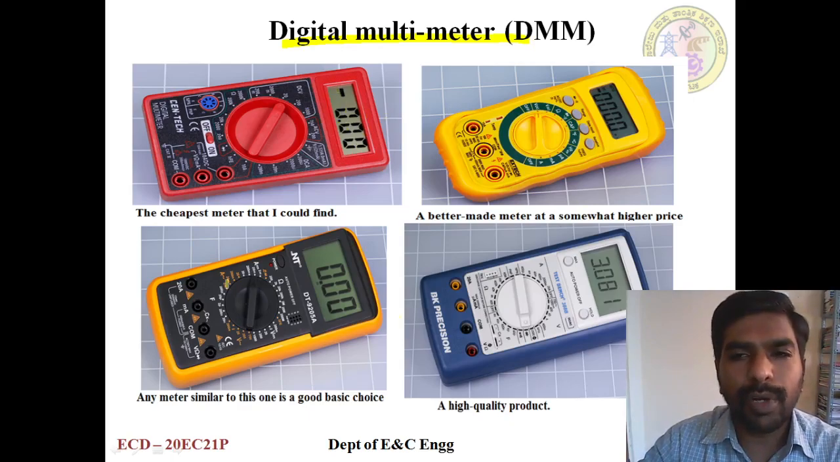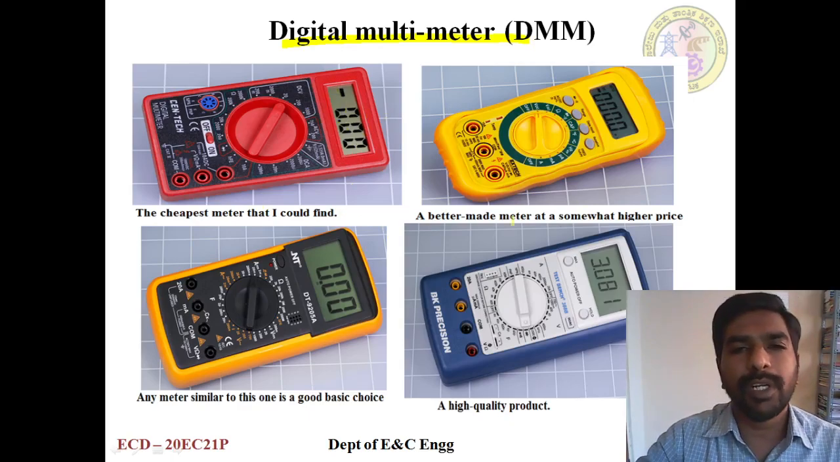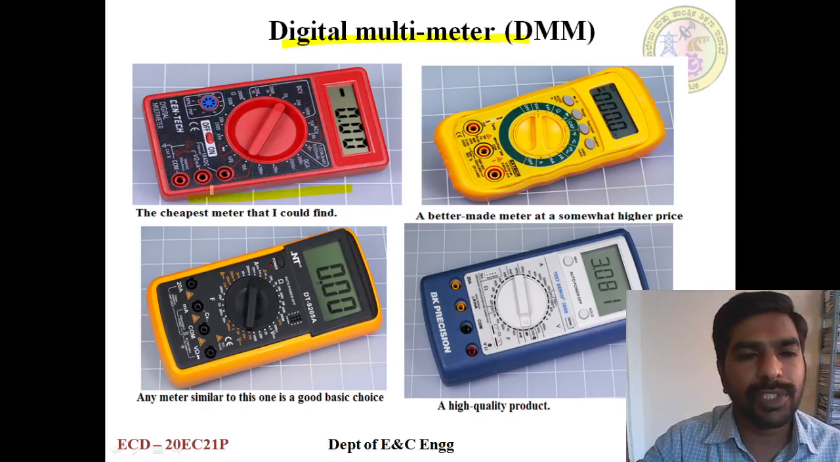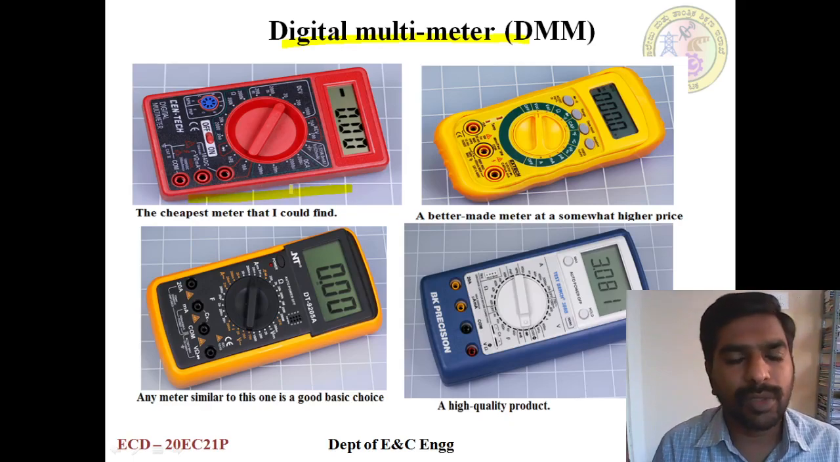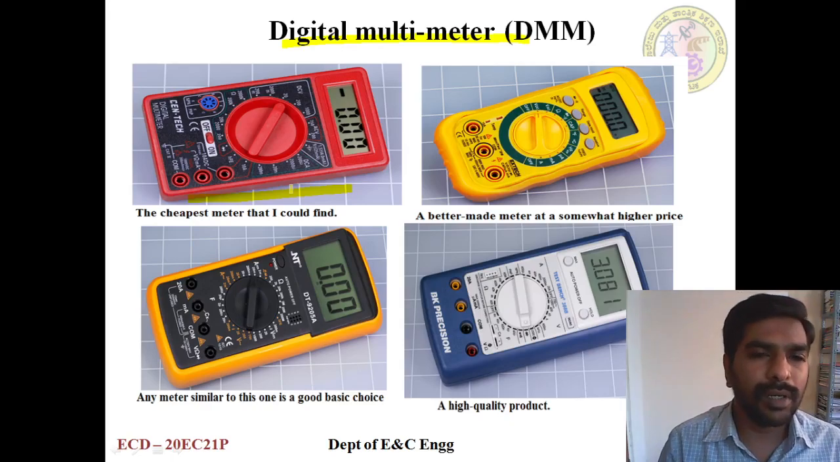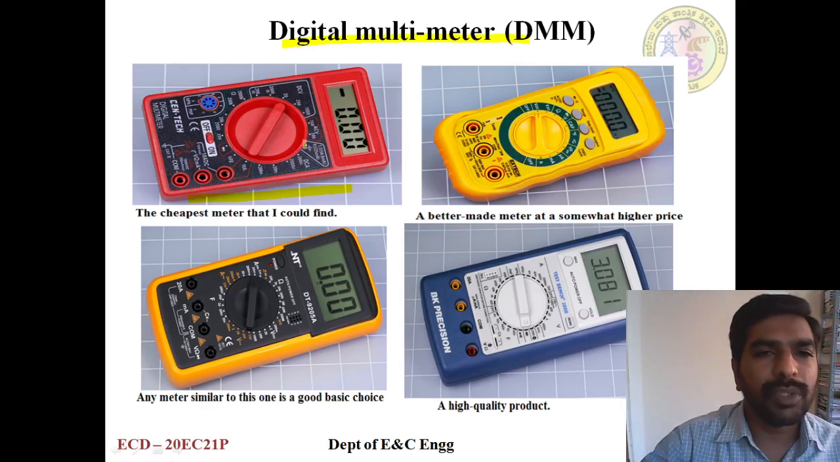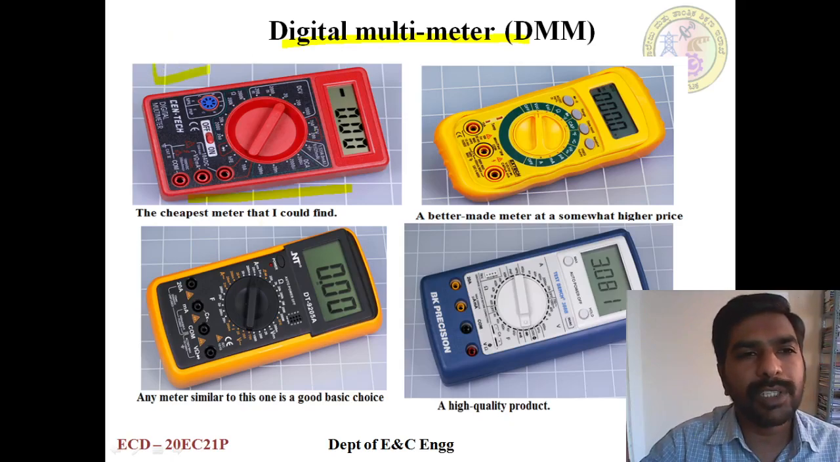There are 4 different digital multimeters I have shown. This is the basic version, and this is the cheapest version. You can find it for around 300 to 450. This is the basic version of a digital multimeter. This is sufficient for doing our lab experiments also.